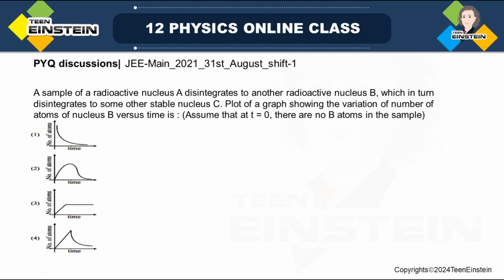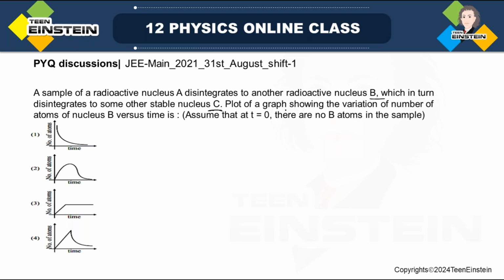Let us try to understand this problem. It is a very simple problem, but we have to understand it. A sample of radioactive nucleus A disintegrates to another radioactive nucleus B, which in turn disintegrates into some other stable nucleus C. Stable nucleus means C is not breaking or disintegrating after that.